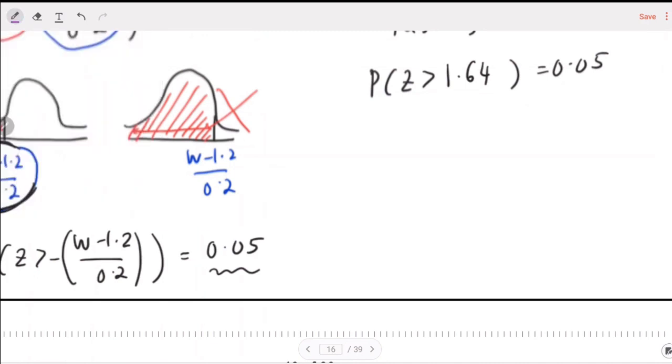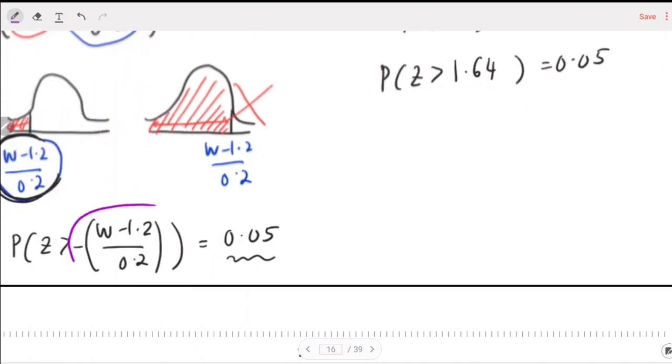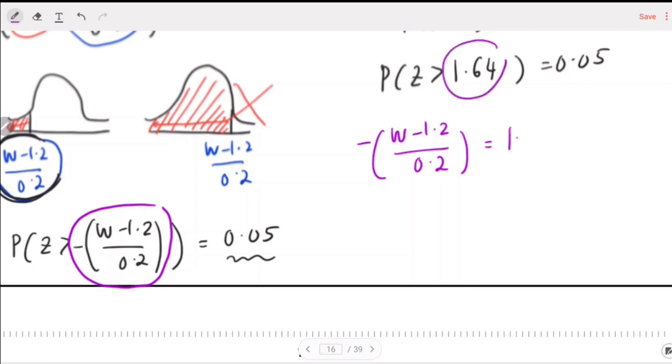And then we just compare. For the last step, take this one: negative, W minus 1.2 divided by 0.2 is equal to 1.64. Rearrange until we get the answer for W. So W is equal to 0.872.